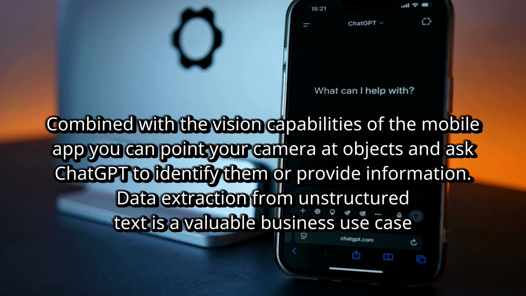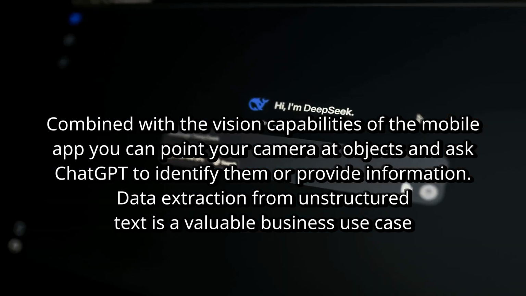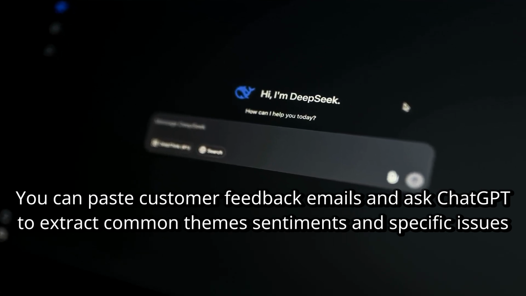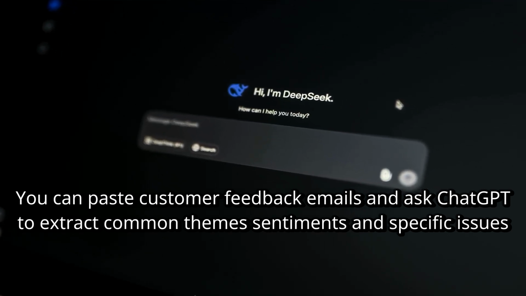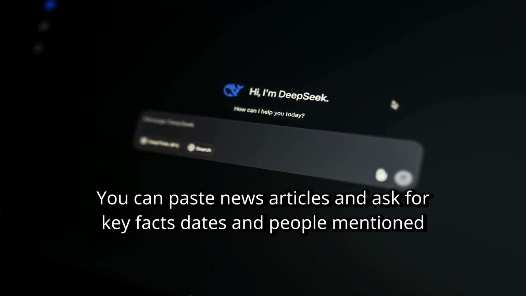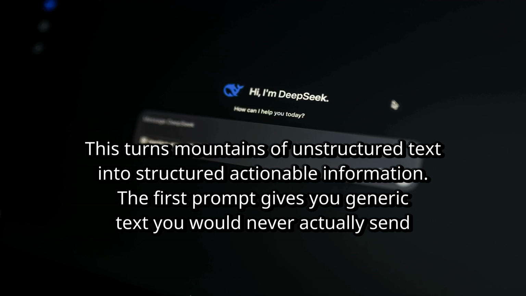Data extraction from unstructured text is a valuable business use case. You can paste customer feedback emails and ask ChatGPT to extract common themes, sentiments, and specific issues. You can paste news articles and ask for key facts, dates, and people mentioned. This turns mountains of unstructured text into structured, actionable information.